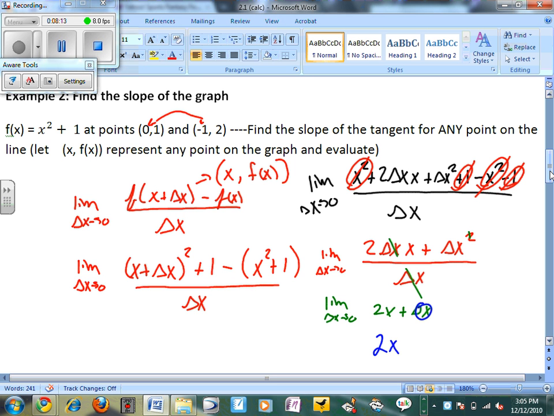So to find the slope of the tangent lines at these 2 points, we just go ahead and plug our x value in. So the slope for any point on that function is going to be 2x. We just plug the x value in. So for (0, 1), it's going to be 0. And at negative 1, it's going to be a slope of negative 2. Okay.